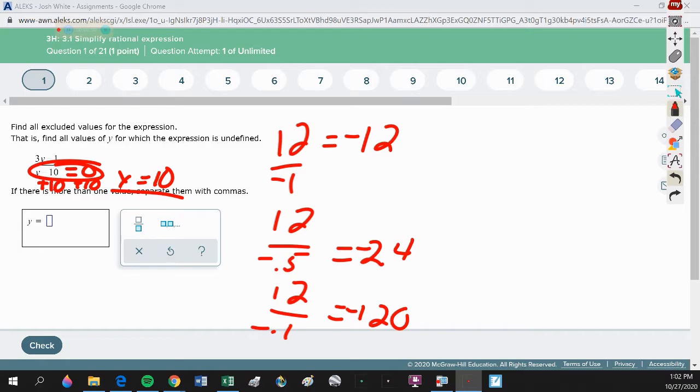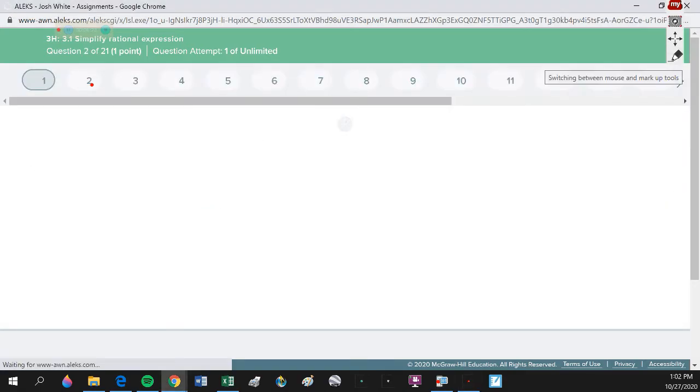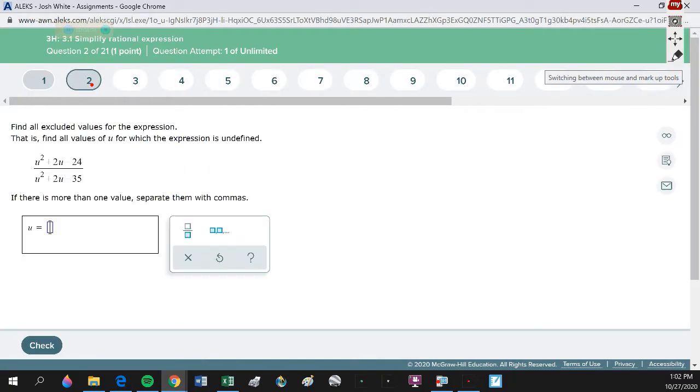So 12 divided by 0 is simultaneously infinity and negative infinity. Whoa. Too much. Okay, that's enough. We'll be finished. That was problem 1. Problem 2 will be much easier. It won't involve that much of an explanation.